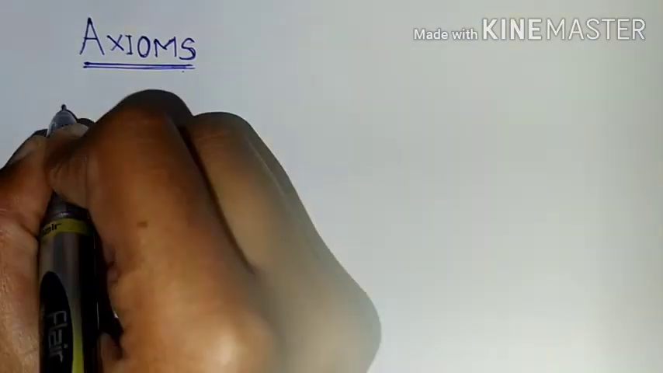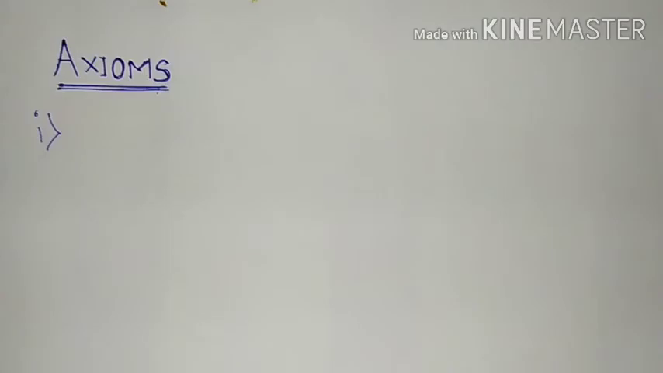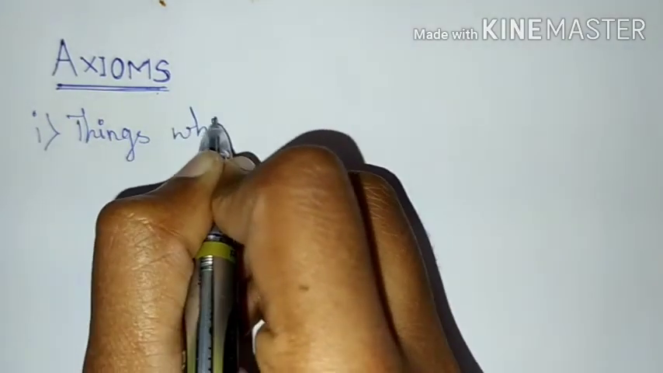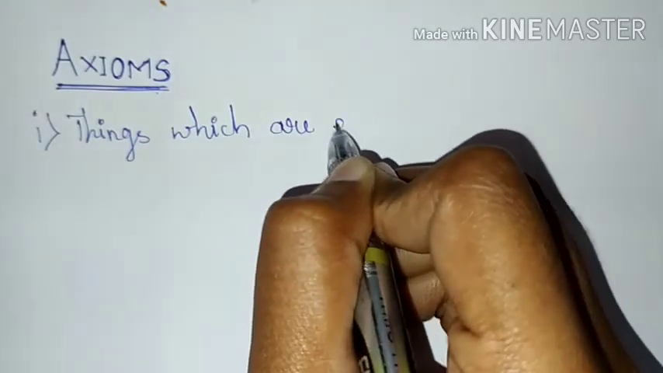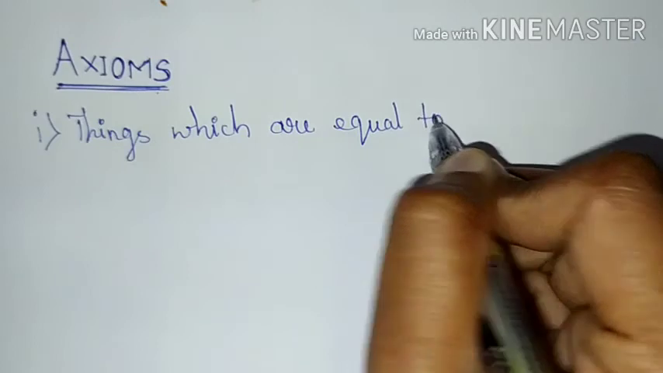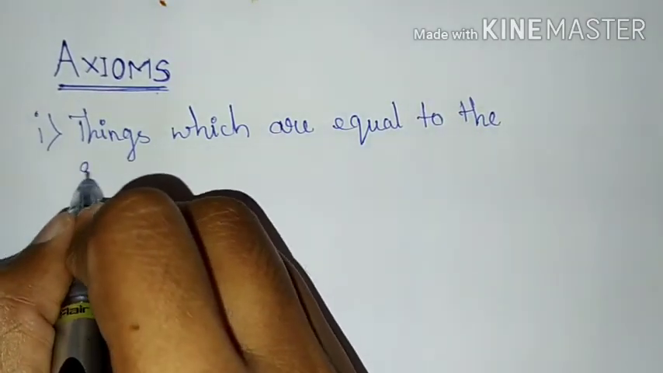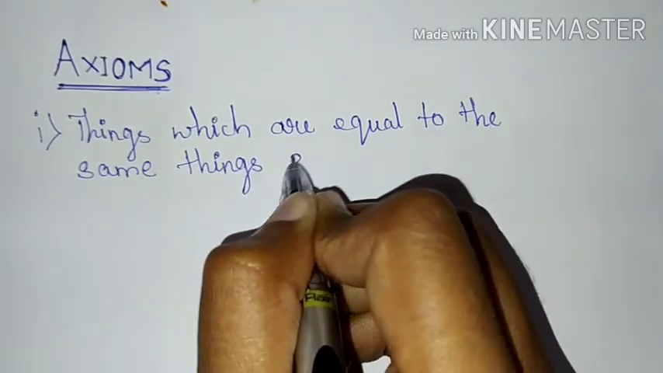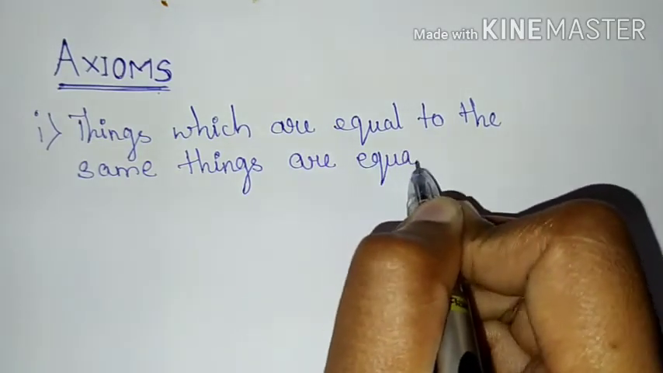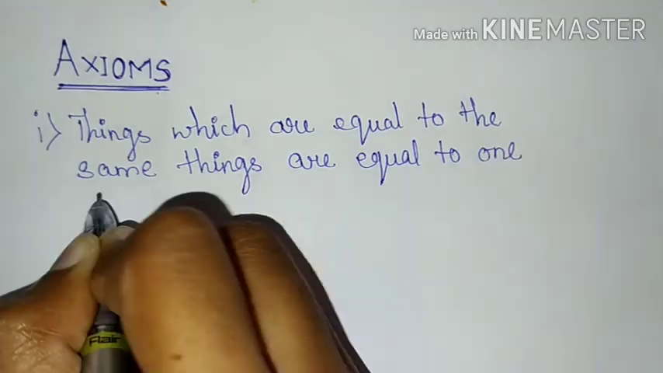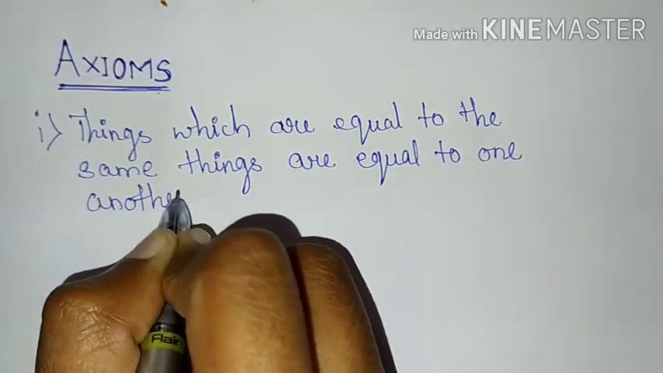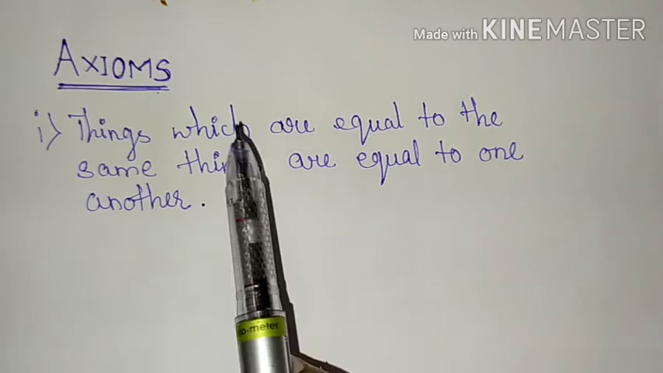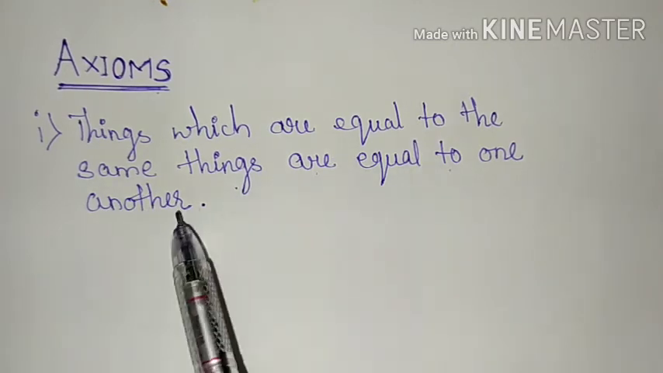The first axiom is: things which are equal to the same things are equal to one another. This is the first axiom of Euclid, not in his order but in the order which is given for us. Okay, things which are equal to the same things are equal to one another.